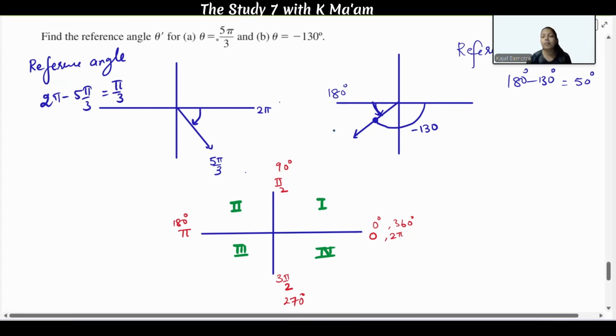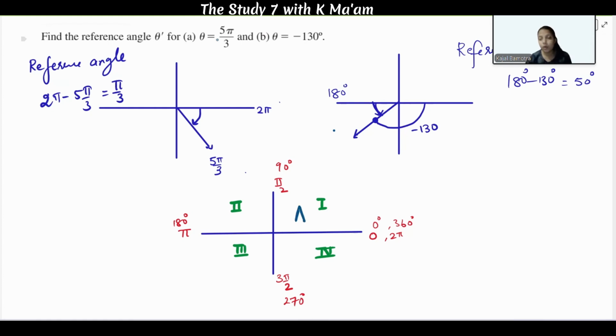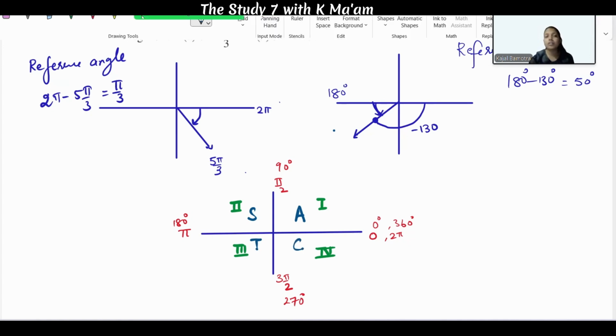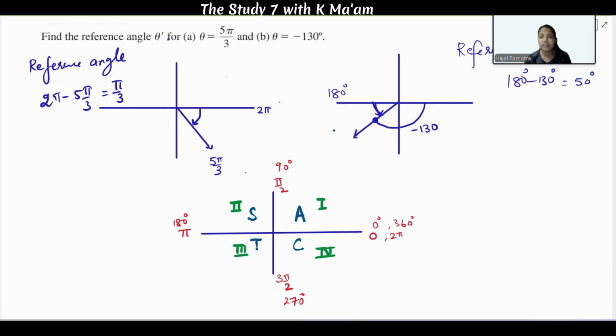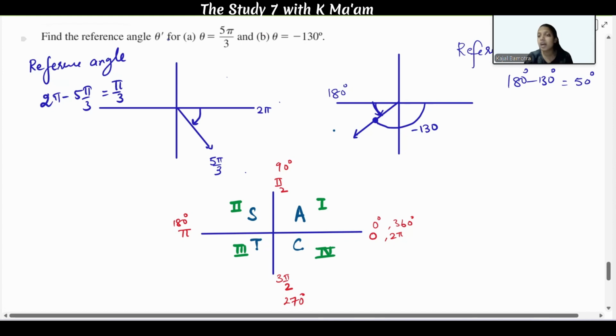You have to remember the abbreviation ASTC. All students take calculus. You can remember it like this: ASTC. A means all. In this quadrant, all trigonometry ratios are positive.